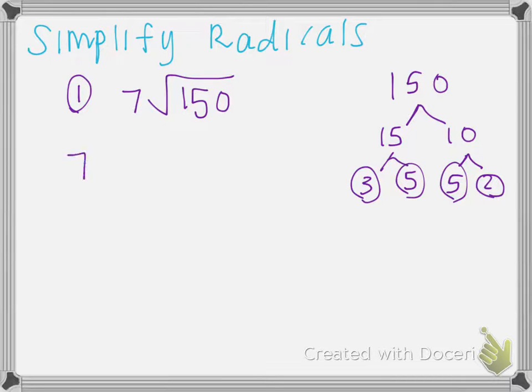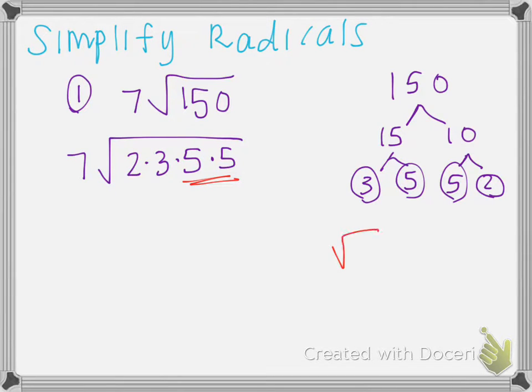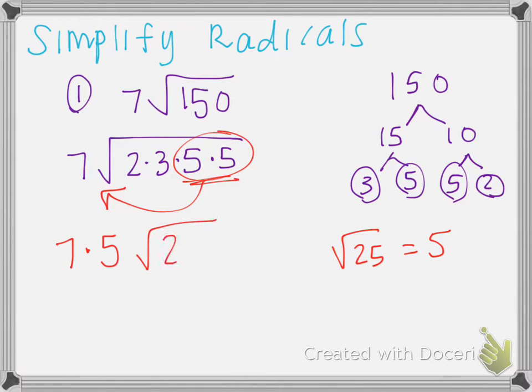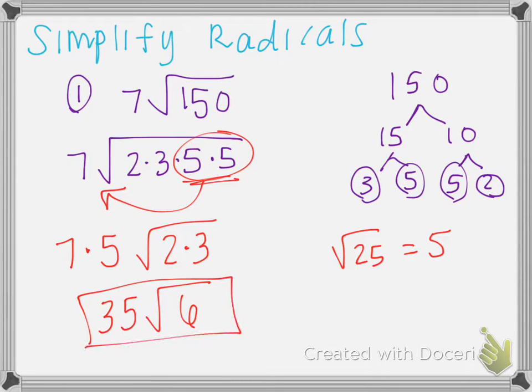So I could rewrite this as 7 times the square root of 2 times 3 times 5 times 5. And we should know that 5 times 5 under there is kind of the same as saying the square root of 25, which is a 5. So that pair is going to come out front and join the 7. So this is going to be 7 times 5, and the 2 times 3 stay underneath. So then the outside numbers multiply together to 35, and the underneath numbers is the square root of 6.